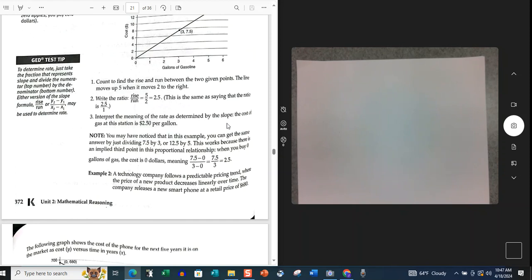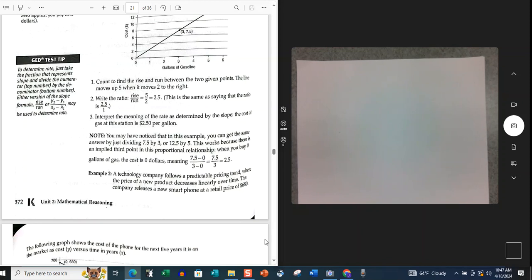Okay, now we go here to the next one. We had a note. You may have noticed that in this example, you can get the same answer by dividing 7.5 by 3 or 12.5 by 5. This works because there is an implied third point in the proportion or relationship. When you buy 0 gallons of gas, the cost is $0, meaning 0, 0. So don't worry about this little note here.